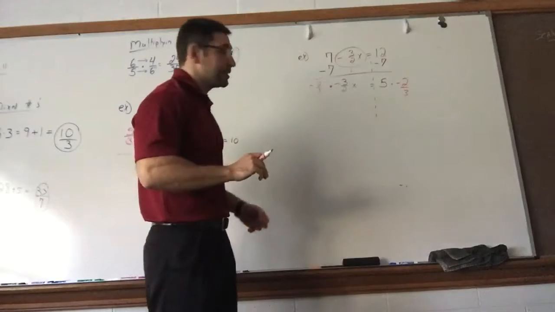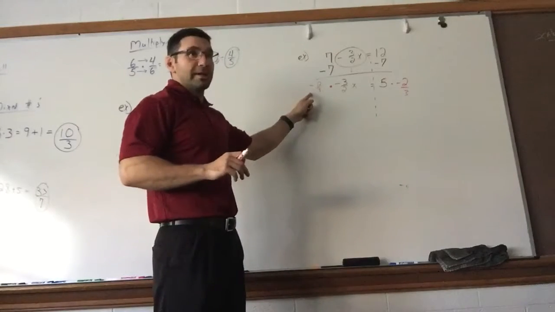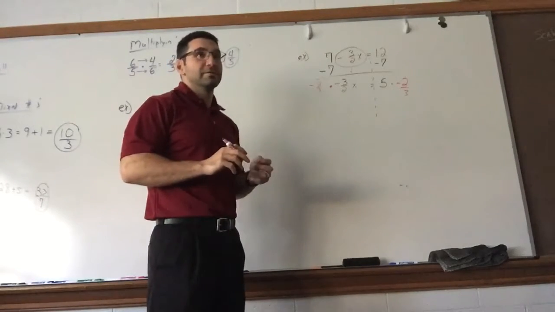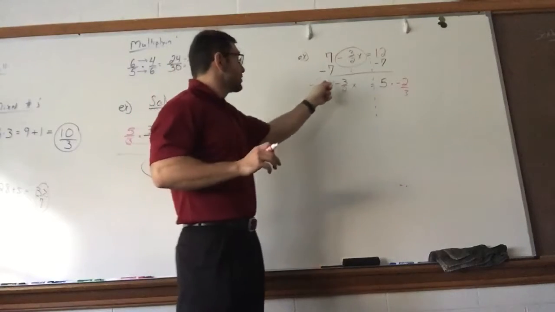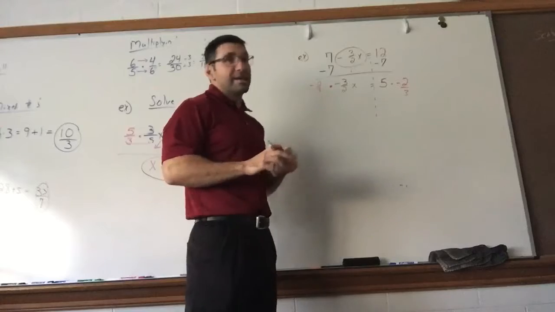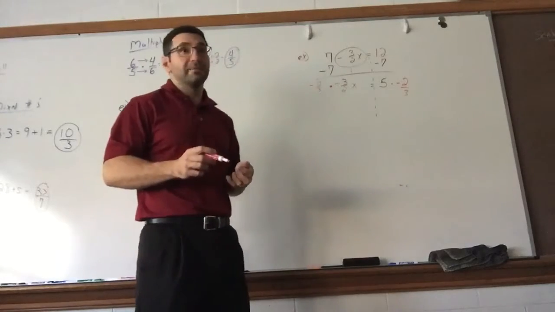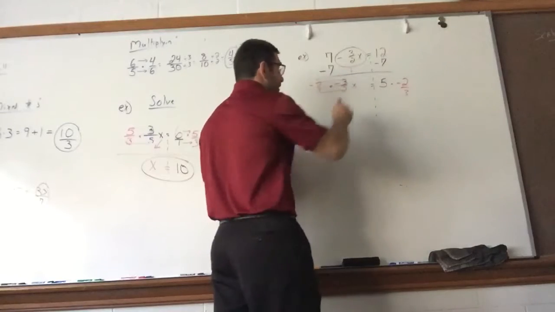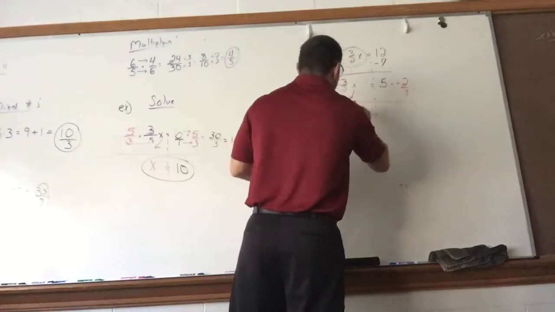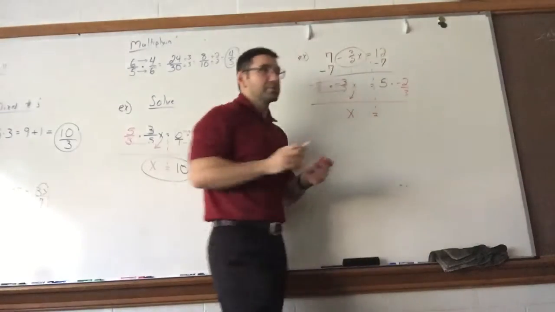Here's why it has to be negative. You ready, Caleb? What's a negative times a negative? Positive. We want a positive x. 2 times 3 is 6. 3 times 2 is 6. 6 divided by 6 is 1. This is the multiplicative inverse. So x comes down equals.